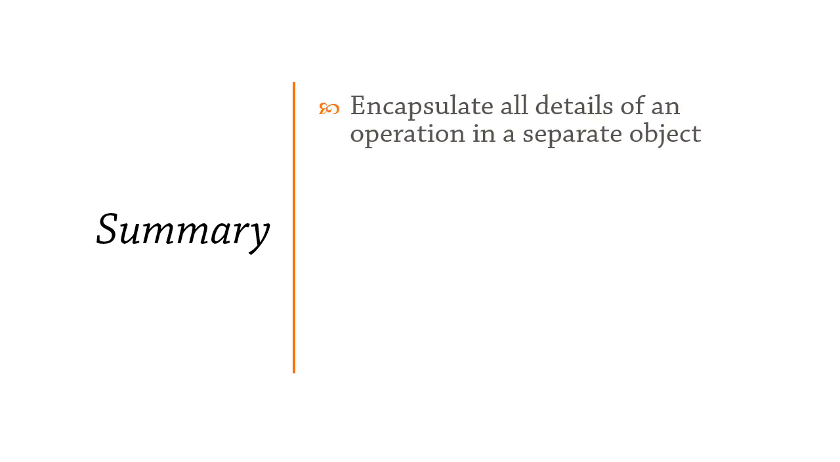So let's try to summarize what we've learned about the command design pattern. So the idea is that you take an operation and you encapsulate all the details of this operation into a separate object. And the great thing about having an object is you can serialize it, you can store it in memory, you can store it on disk. It's a lot easier to work with, and you can also roll this operation back.